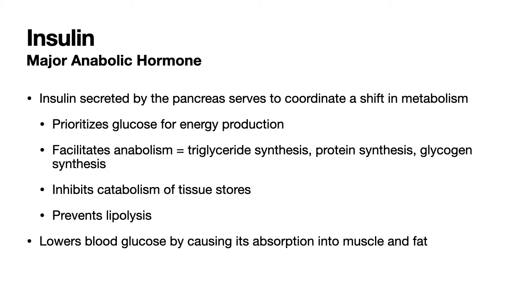That is very special because the liver, aside from removing glucose from the blood and utilizing that glucose through glycolysis, the liver will also store that glucose in the form of glycogen. Okay? Insulin will also inhibit catabolism of tissue stores. So, if insulin has already been released, insulin will prevent the degradation of glycogen to release glucose.